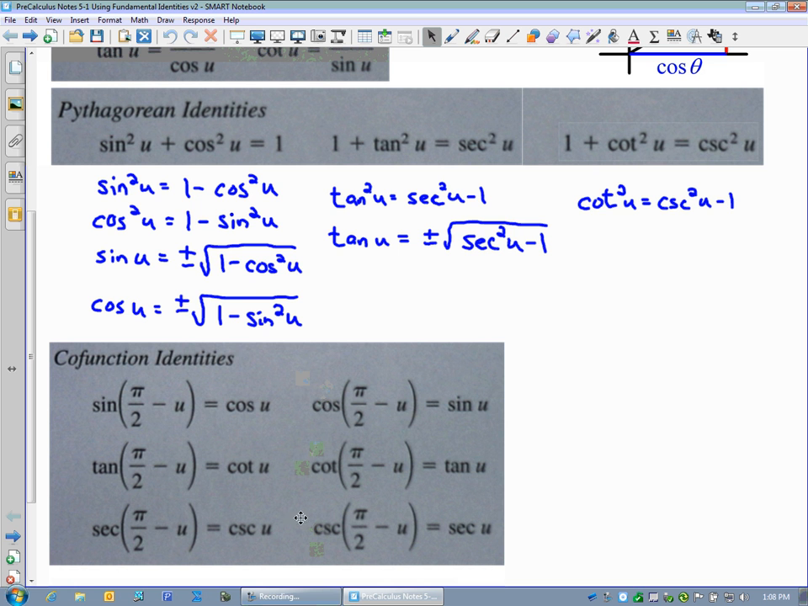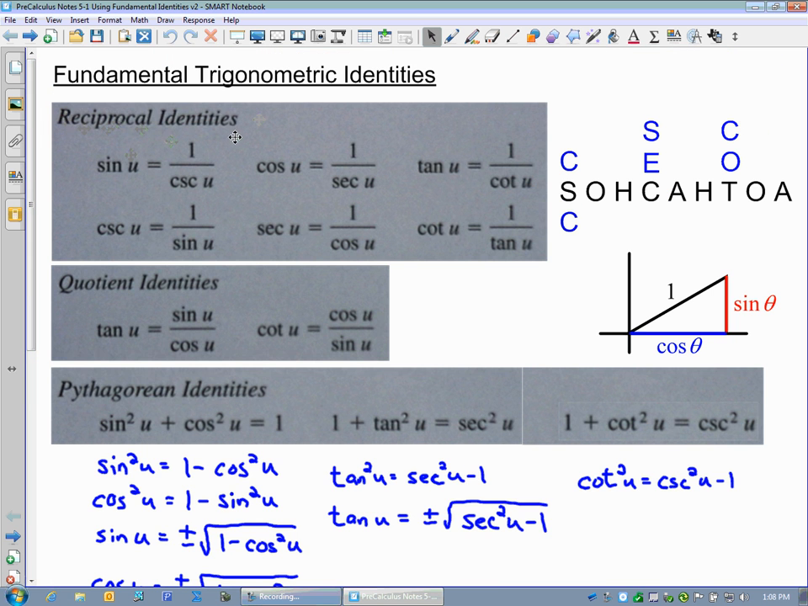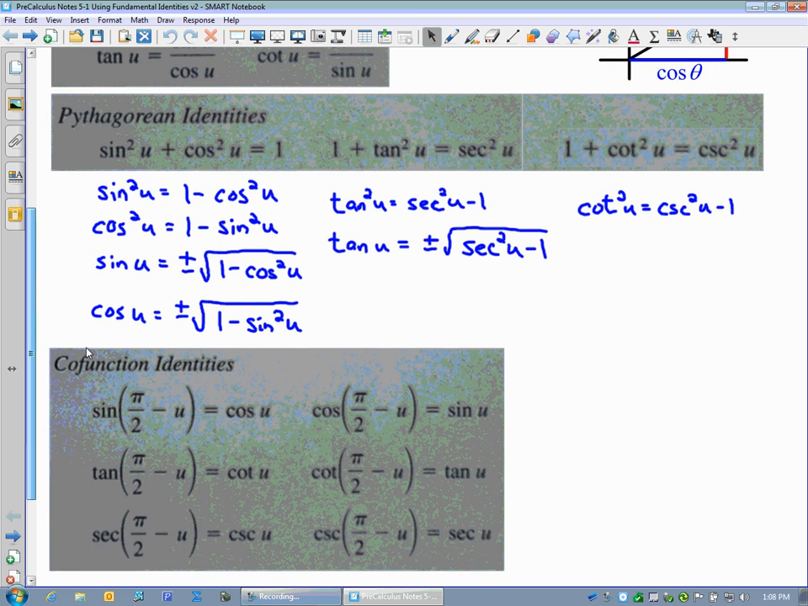Notice how these are grouped a little differently than the way we group them for the reciprocal identities. For the reciprocal identities, sine was reciprocal of cosecant, cosine was reciprocal of secant, and tangent and cotangent. However, for the cofunction identities, it's all about the word co. You have sine and cosine, tangent and cotangent, secant and cosecant. So you want to make sure you don't mix those two up.